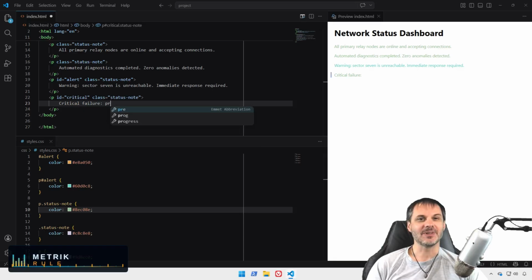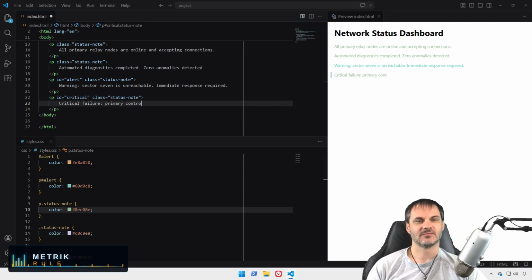Specificity is cumulative within a rule. More parts means a higher score. Okay, so I could keep stacking. What is the practical ceiling? Can I always just write a more specific rule to override something?